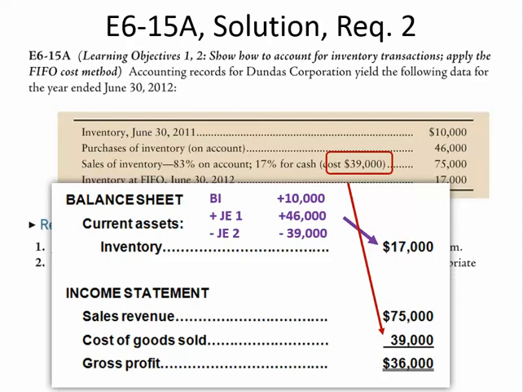Okay, so then moving on to the income statement. The income statement is going to have our sales revenue on it, which is directly from the table, the 75,000 sales revenue. We're going to subtract cost of goods sold, which is the 39,000 that's given to me. And then I'm going to end up with my gross profit of 36,000, which I get by taking 75,000, subtracting 39,000. Gross profit, by the way, can also be known as gross margin. So that's it on exercise 6-15A.